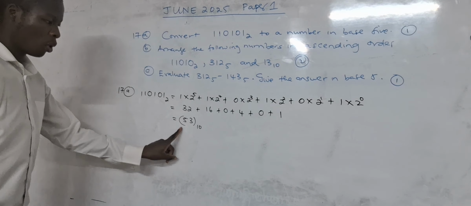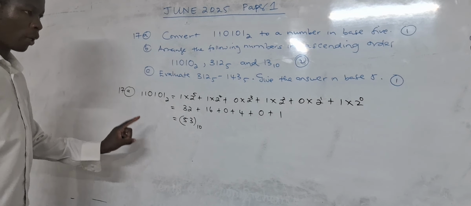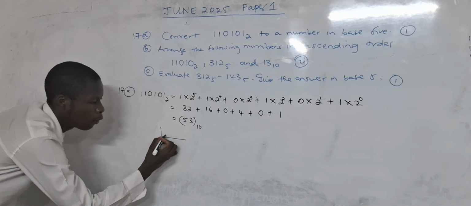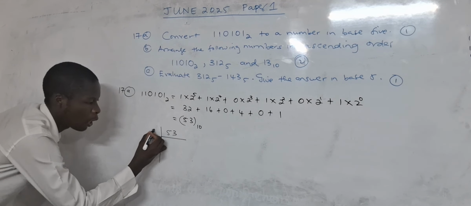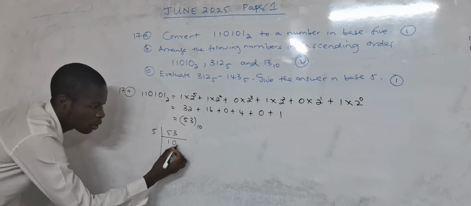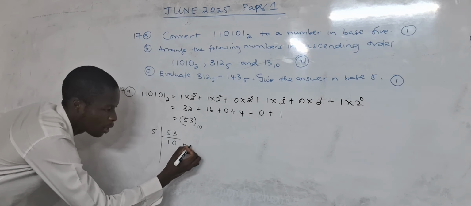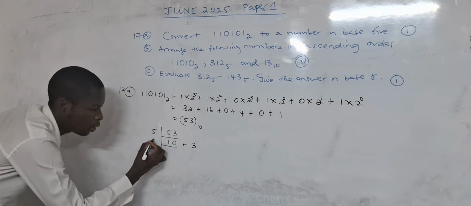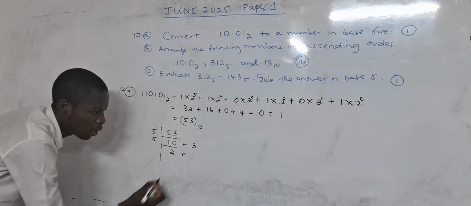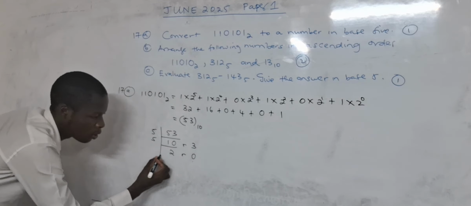So what do you do? You divide by 5. Okay, you divide this number by 5. So I'm going to divide this number by 5. 53 here, 5 here. 5 into 5 is 1, and 5 into 3 is 0. Remainder what? Remainder 3. Here, 5 into 10, what is the answer? Is 2. Remainder what? Remainder 0.